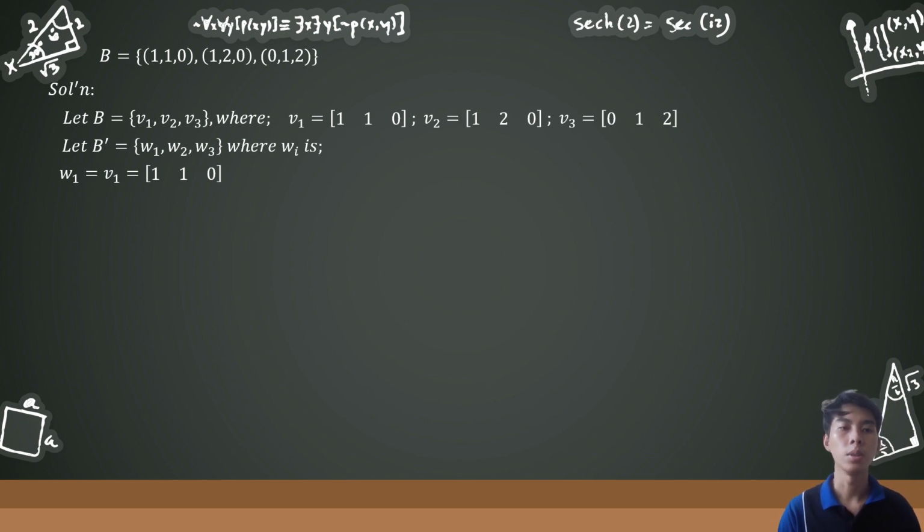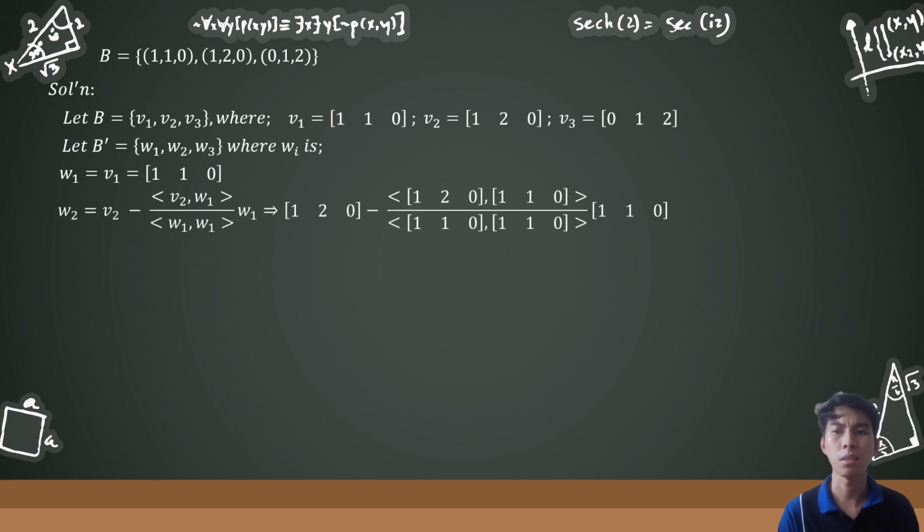And for our w sub 2, just the same process as earlier: v sub 2 minus the orthogonal projection of v sub 2 onto w sub 1, which is the inner product of v sub 2 and w sub 1, all over the inner product of w sub 1 and w sub 1, multiplied to w sub 1. That equals the vector (1, 2, 0) minus the inner product of (1, 2, 0) and (1, 1, 0), all over the inner product of (1, 1, 0) and (1, 1, 0), multiplied to the vector (1, 1, 0), which is the value of our w sub 1.